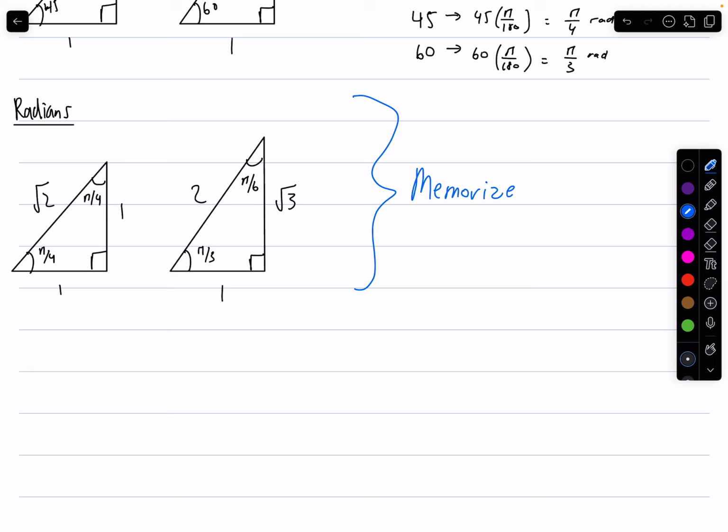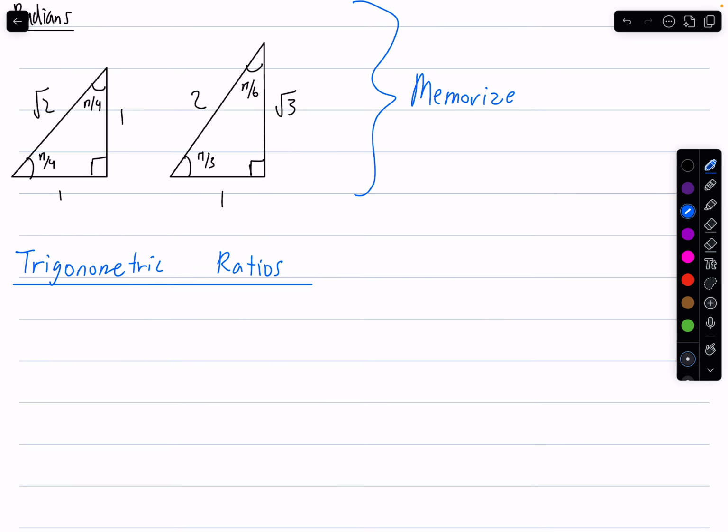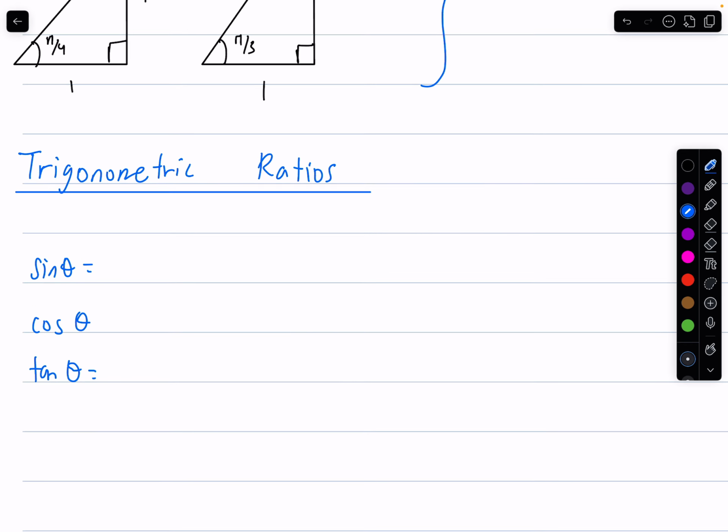When it comes to these special triangles, we also have to know something called trigonometric ratios. The first ones are pretty obvious: sine theta, cos theta, and tan theta. Remember from grade 11, sine theta is opposite over hypotenuse, cos theta is adjacent over hypotenuse, and tan theta is opposite over adjacent.